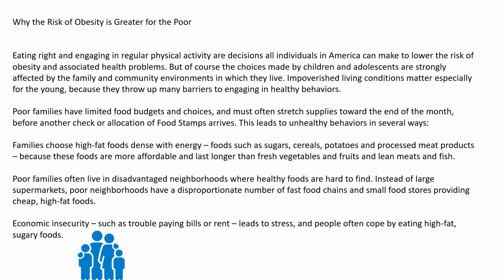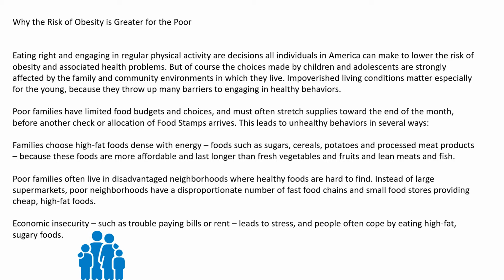Poor families have limited food budgets and choices, and most often stretch supplies toward the end of the month before another check or allocation of food stamps arrives. This leads to unhealthy behaviors in several ways. Families choose high-fat, energy-dense foods such as sugary cereals, potatoes, and processed meat products because these foods are more affordable and last longer than fresh vegetables and fruit, lean meats, and fish.